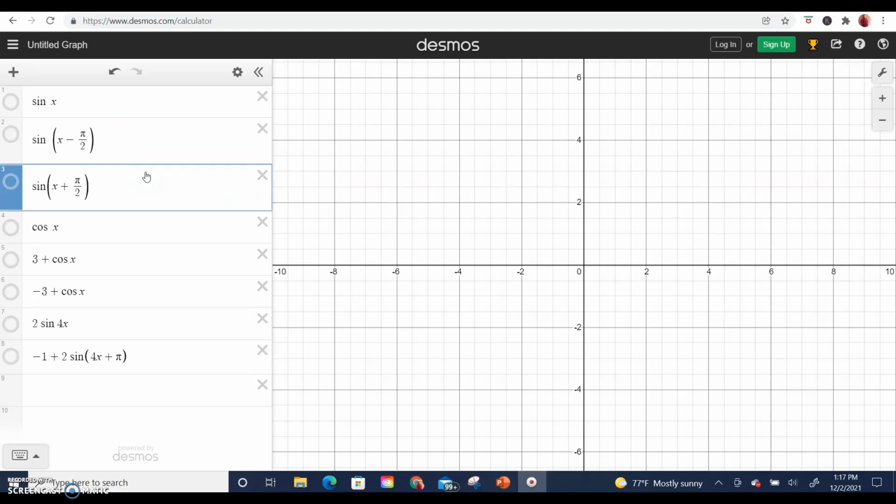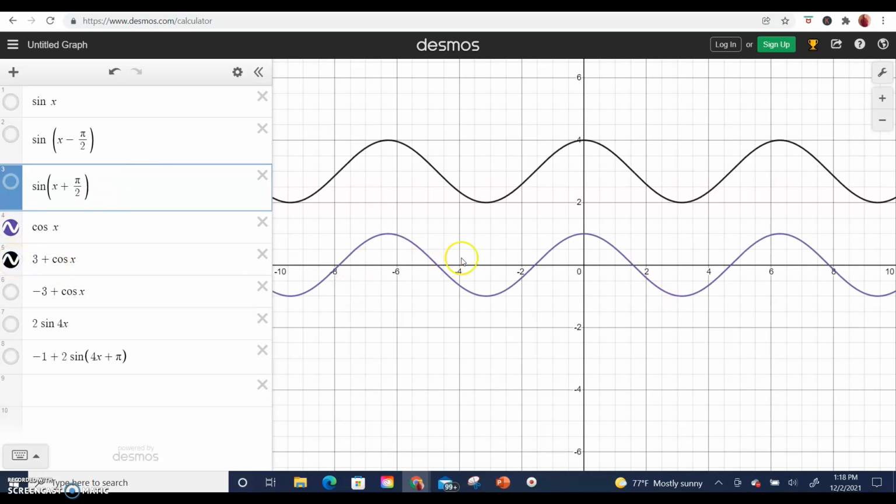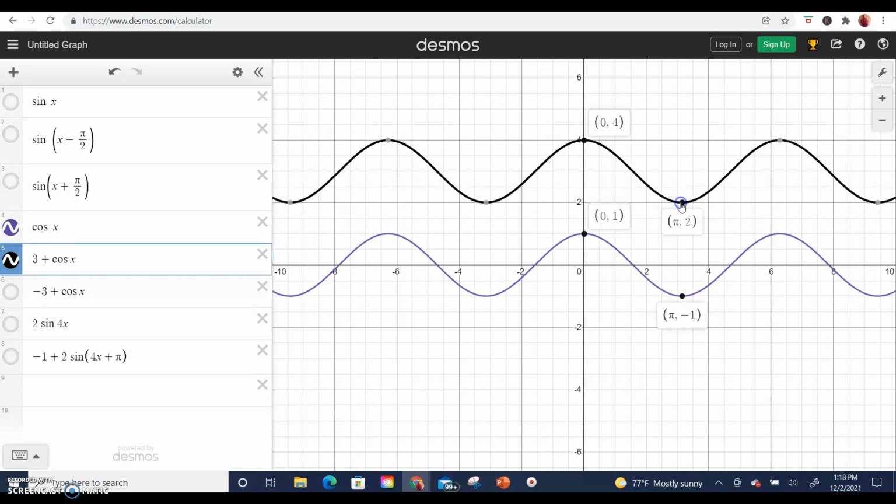Alrighty, so here we have the cosine function. I'm going to turn that one on, and I want to do 3 plus the cosine function to show you what happens. If we add 3, notice each of these points have now shifted up 3. This was the point (0, 1). If you shift it up 3, it now becomes (0, 4). This was the point (pi, negative 1). If you shift it up 3, it now becomes (pi, 2). So when you move the graph up, the y value is changing. Notice the x value stayed the same, but the y values changed. You added 3 to each y value.